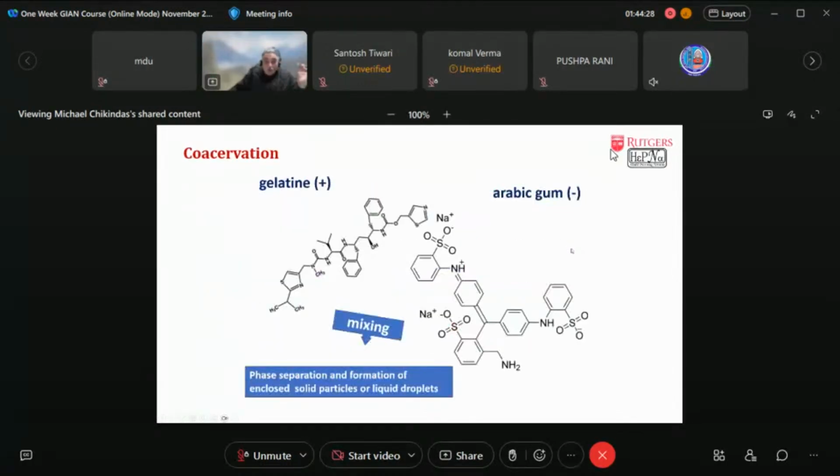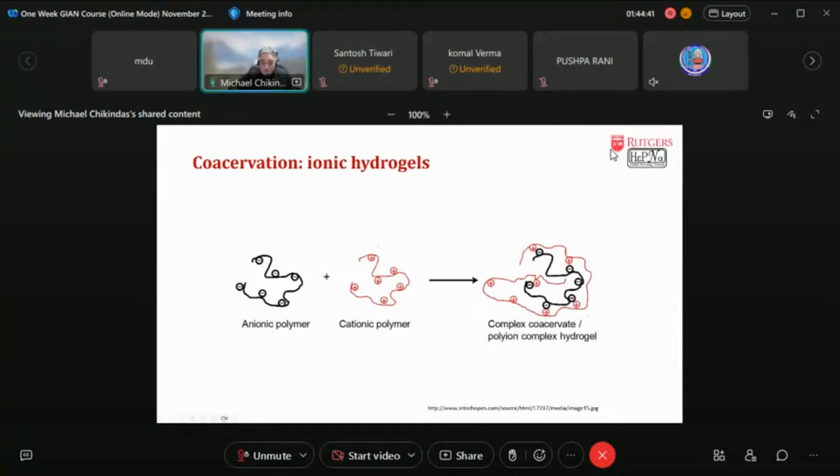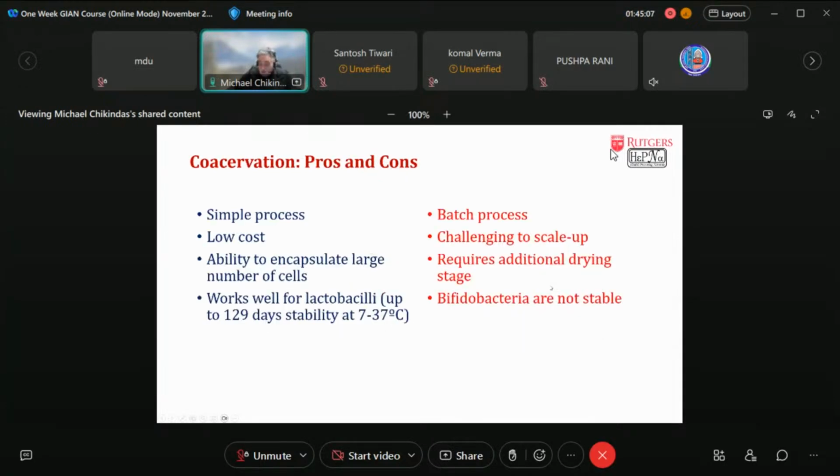In coacervation, we can have, for instance, oppositely charged gum arabic and gelatin. If they are mixed, we have phase separation and formation of solid particles or liquid droplets. It's just primitive, but I think it's a very informative cartoon. This is how it works. The anionic and cationic polymers make the complex coacervate, and a lot of things can get entrapped into this complex, including our beloved probiotic material.